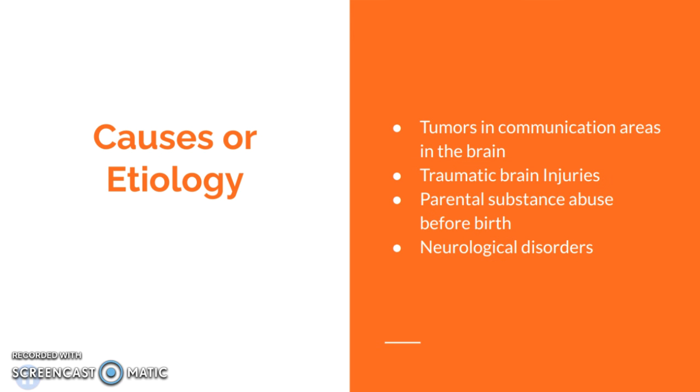Next are the causes, or etiology. Some causes, but that's not all of them, could be tumors in communication areas in the brain, traumatic brain injuries, and parental substance abuse before birth. Basically, if the parents were doing drugs or alcohol before the kid was born, the child was probably going to be impacted. And there are neurological disorders.